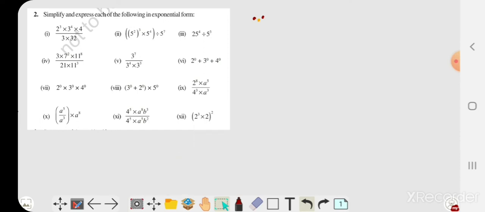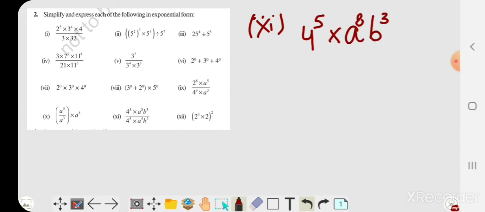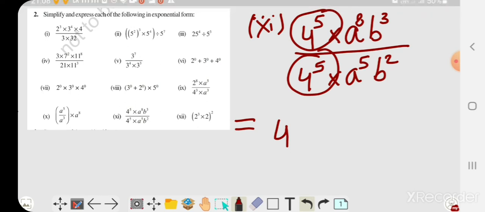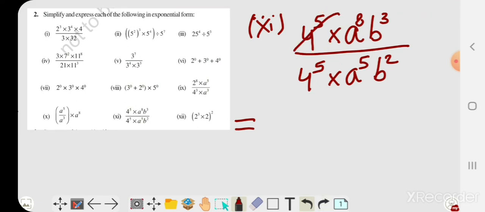Part 11th is 4 raised to power 5 into a raised to power 8 b cube upon 4 raised to power 5 into a raised to power 5 b square. Here we have to focus on like terms. At first we have 4. Here power is 5. Here also power is 5. So what do we need to write for 4? No, we can directly cancel it because both are same. Now a. We got a in the numerator as well as in the denominator.